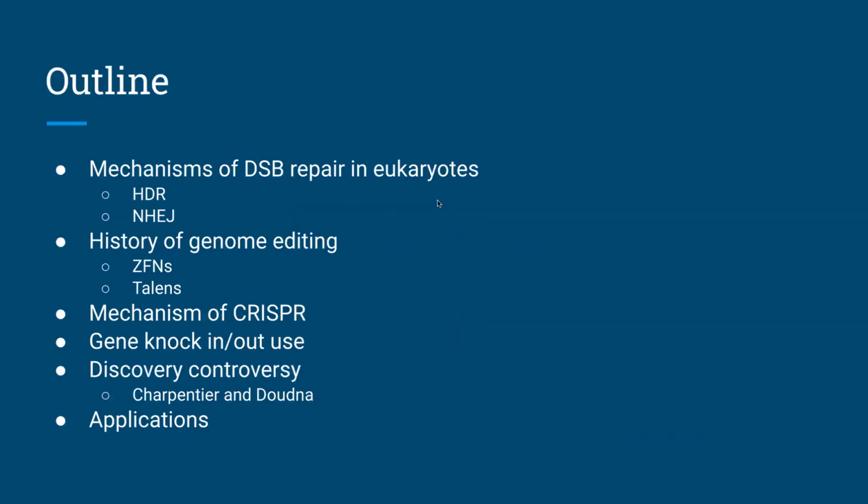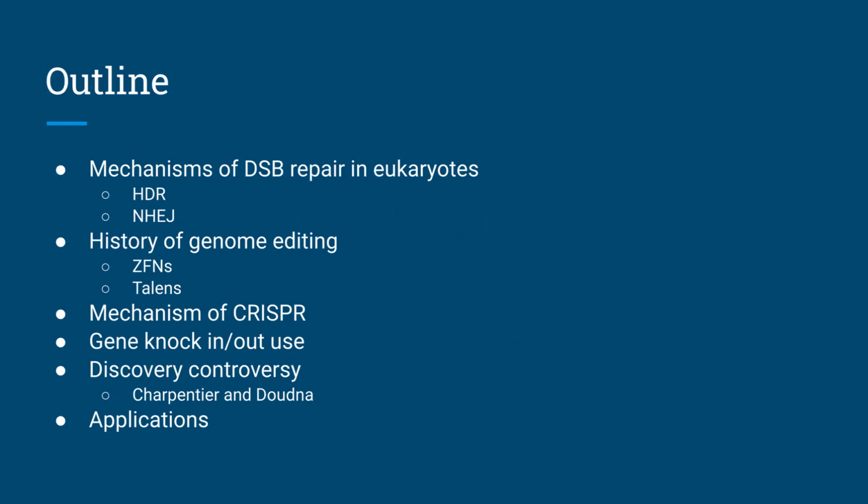So, a quick outline of what we're going to talk about today is first, you don't really need to know deep into the mechanisms of double-strand breaks and the repair in eukaryotes, but they are relevant. So, we're just going to go over them real quick. That involves HDR and NHEJ. And then the history of genome editing, as far as what led up to CRISPR.